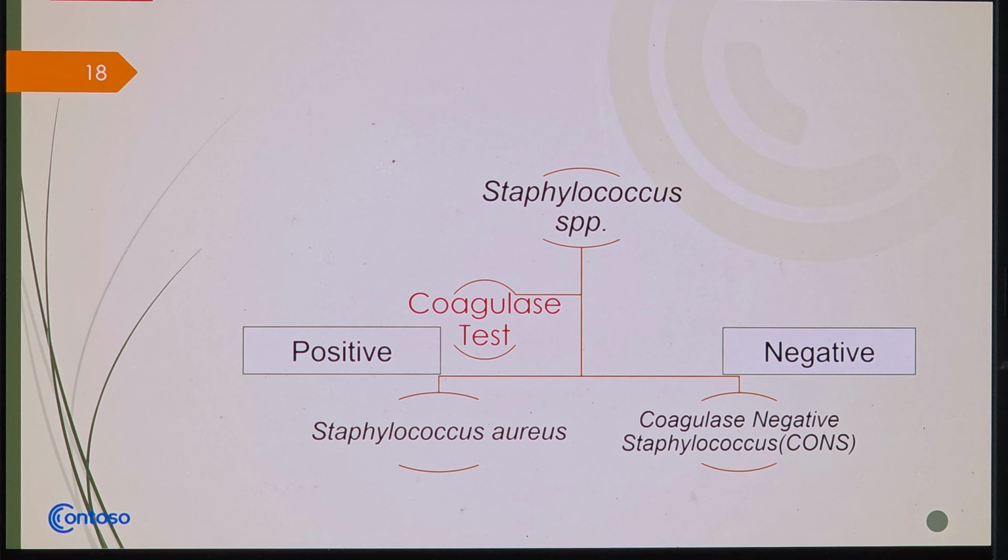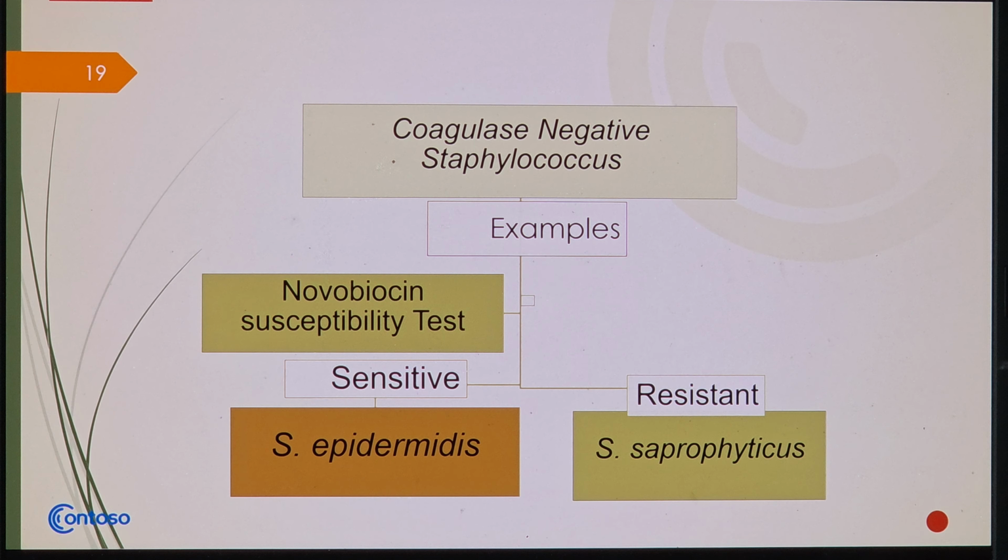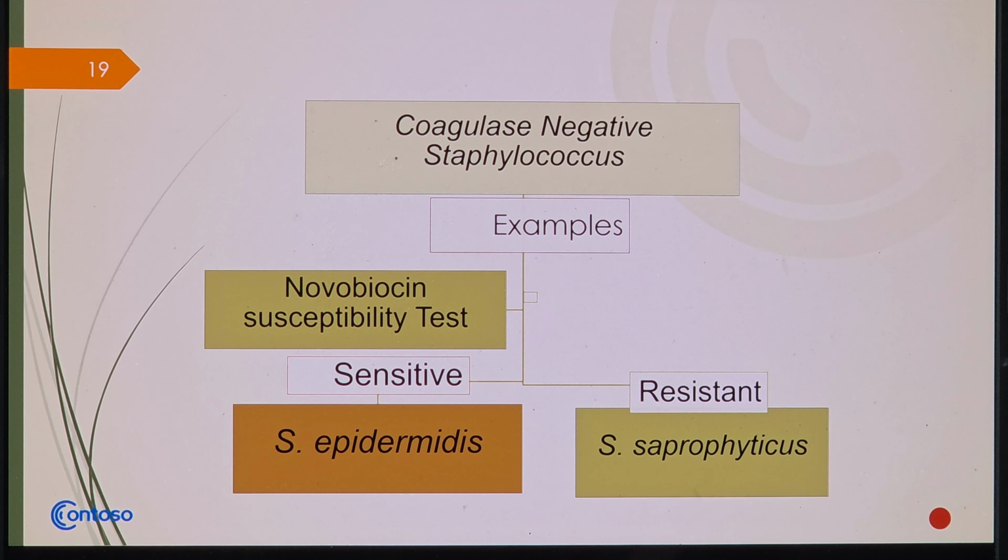For Staphylococcus species, if it is catalase positive, the next test is the coagulase test. If it is positive, then it is Staphylococcus aureus. If negative, then it is coagulase negative Staphylococcus, that is CoNS. Coagulase negative Staphylococcus are of two types, Staphylococcus epidermidis and Staphylococcus saprophyticus. How will you differentiate between these two species? Differentiation is mainly based on the novobiocin susceptibility test. If it is sensitive, then it is Staphylococcus epidermidis, and Staphylococcus saprophyticus is novobiocin resistant.